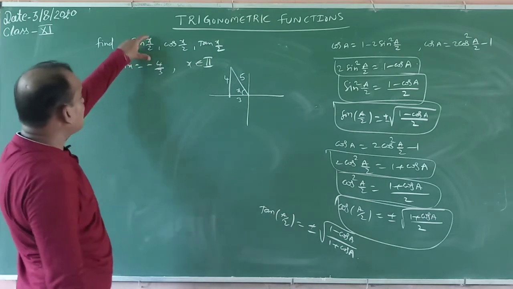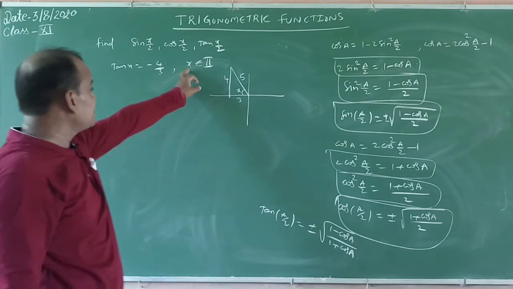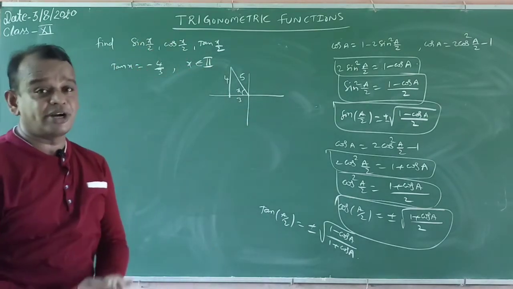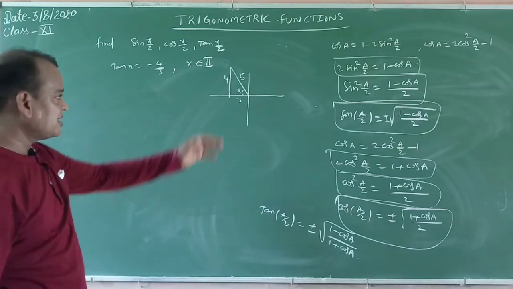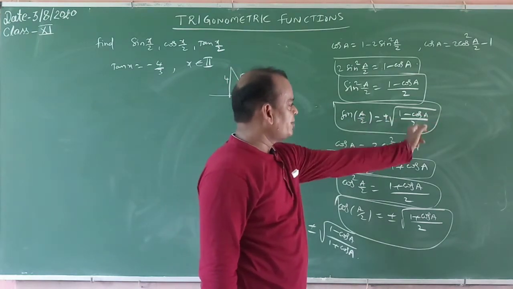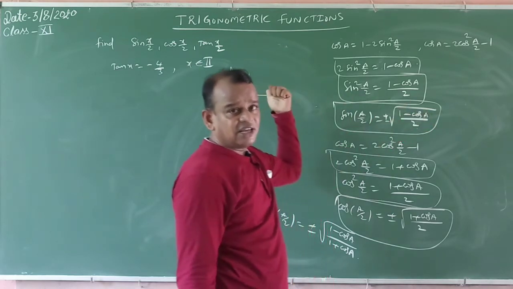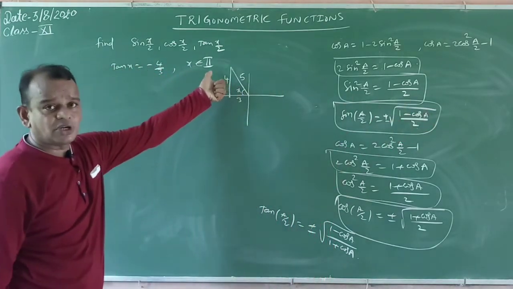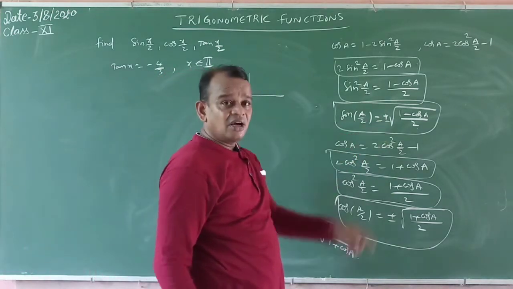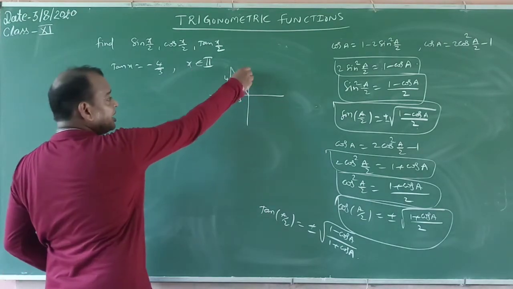Now we find the x by 2 values. Here, x lies in the second quadrant, but you have to find the values of sin, cos, and tan of x by 2. X by 2 lies in which quadrant? That is the important one. Sin x by 2 formula is root over 1 minus cos A by 2. In the second quadrant, sin and cosecant are positive, remaining all are negative. But for sin x by 2 it is plus or minus, so how to find that? X is in the second quadrant, which means 90 to 180.